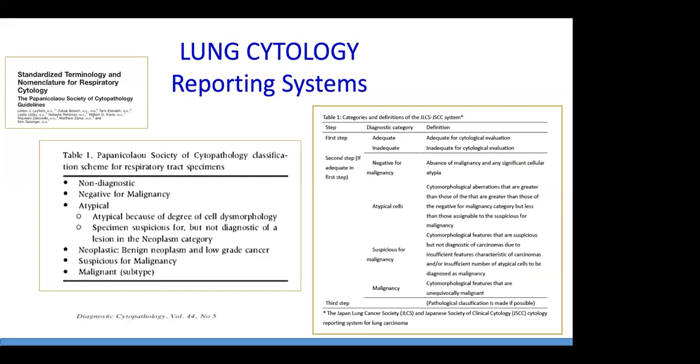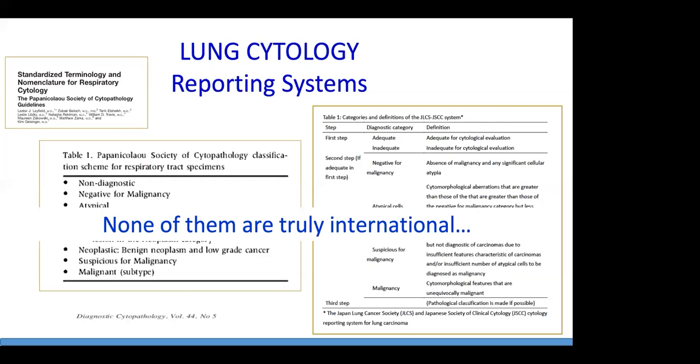suspicious for malignancy, and malignant. And more recently, published last year in Acta Cytologica, a new system was proposed by the Japanese Lung Cancer Society and the Japanese Society of Cytology. This Japanese system first divides the cases into adequate and inadequate, and then in the second step, just for the adequate samples, divides them into negative for malignancy, atypical, suspicious, and malignant.